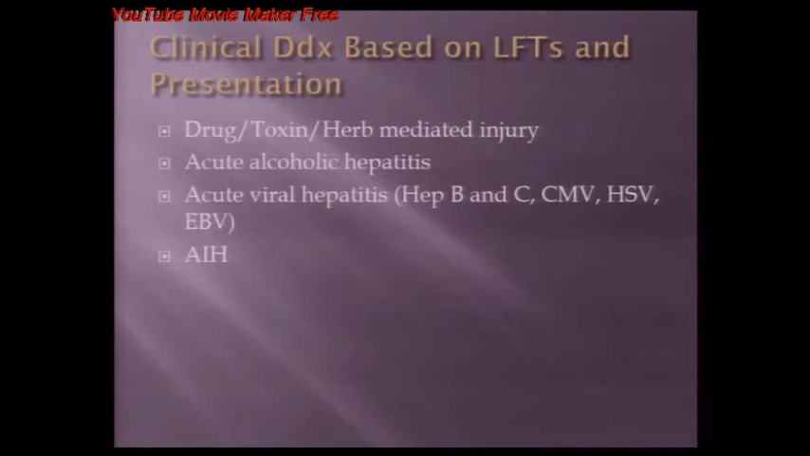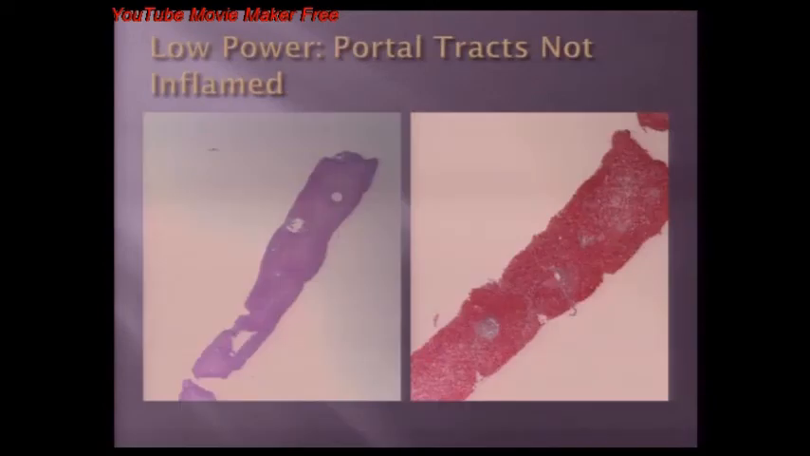So here's an example of his liver biopsy. I would focus on, this is the trichrome stain, but just look at the portal tracts. You know, in this case, they're really not inflamed. We're not seeing that blue portal tract pattern.